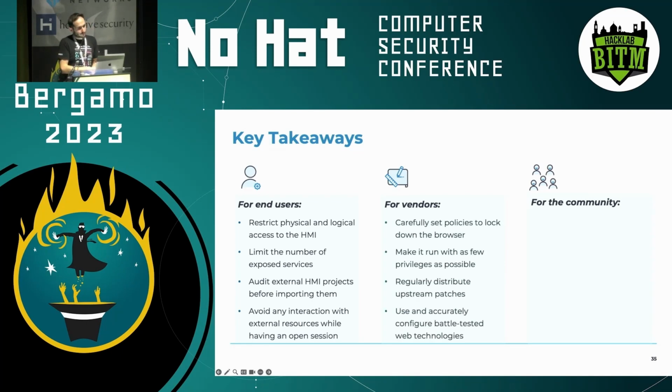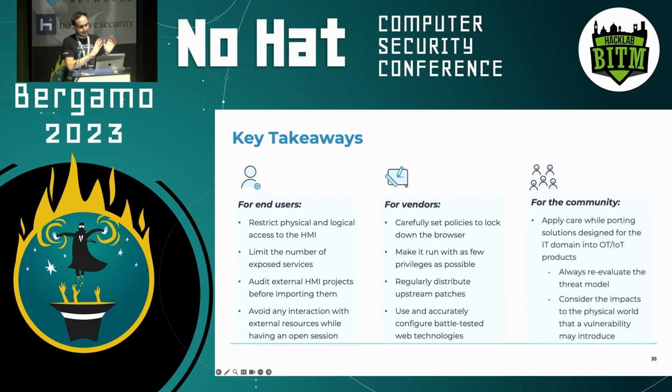As for vendors, carefully set policies to lock down the browser, make it run with as few privileges as possible, regularly distribute upstream patches, and use and accurately configure battle-tested web technologies, because they are going to run for many, many years. And for the community, an evergreen that I'm always going to insert in my slides: apply care while porting solutions designed for the IT domain into OT and IoT products. Always reevaluate the threat model because it's going to drastically change, and consider the impact on the physical world that a vulnerability may introduce, because, yes, in this world, vulnerabilities have physical effects.